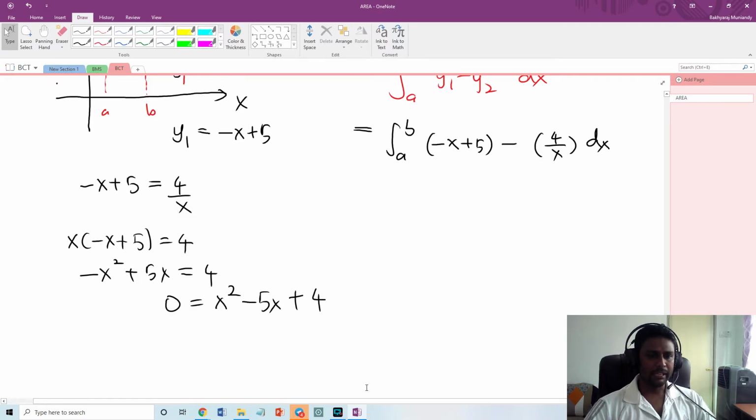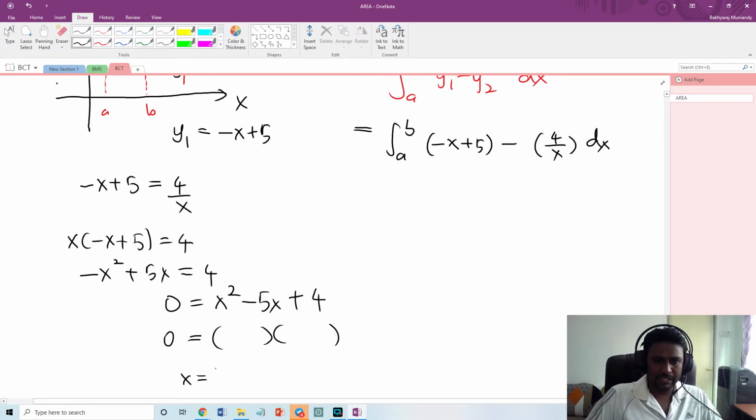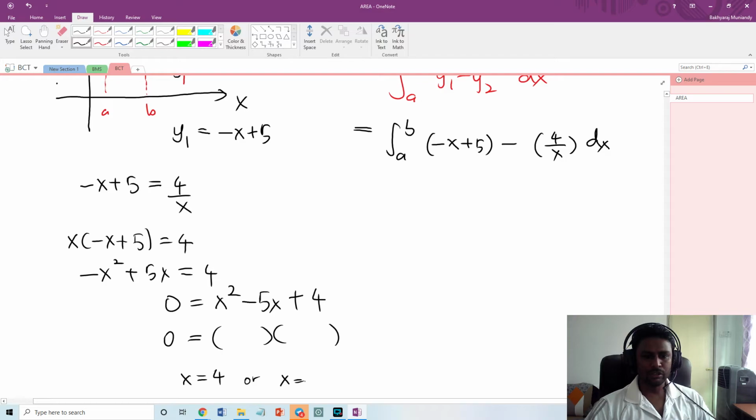Next I use the calculator. I find the answer. So what does the calculator give me? What is the calculator answer? The calculator gives you 4 and 1, so here definitely x minus 4, x minus 1.